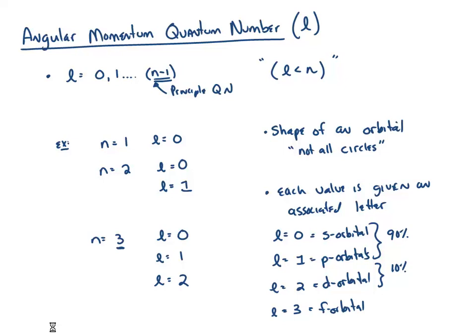Then we talked about shapes. So if I have an L equals 0 orbital, that's what we're going to call an S orbital. And these are really just spheres.